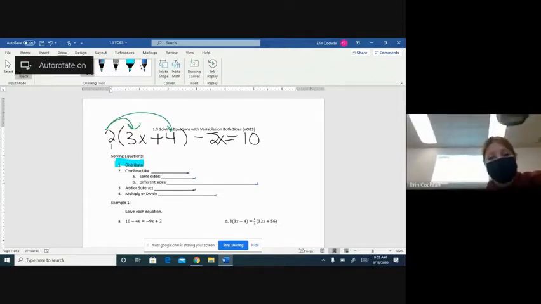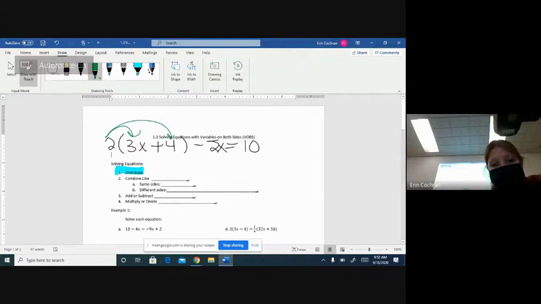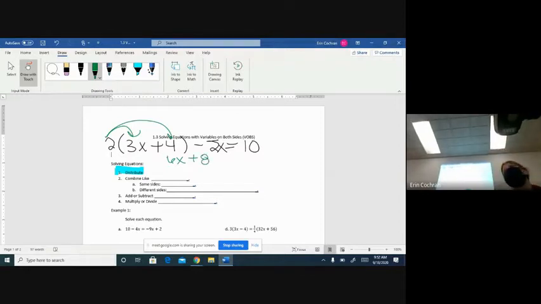6x. 2 times that positive 4 is 8. Do I distribute the 2 to the 2x? No, because it is not inside the parenthesis. Minus 2x equals 10.